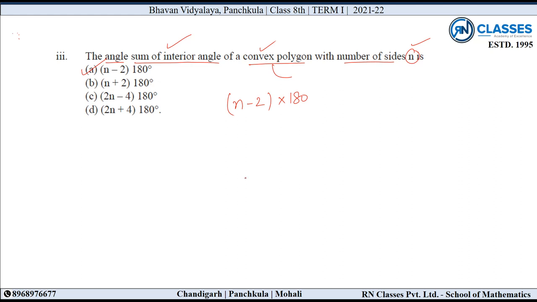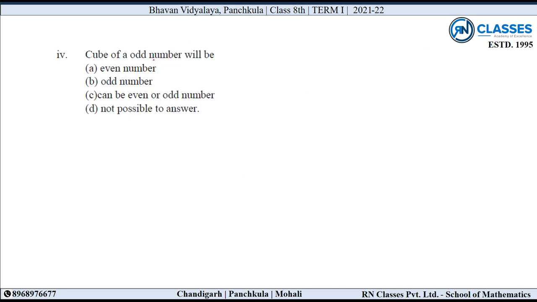As simple as this. Part 4. Cube of an odd number. Cube of an odd number. Okay. Odd number hai mere paas. Iska cube karna hai. Means, what do we do? Odd number into odd number into odd number, right? This is what we do. Odd into odd into odd.